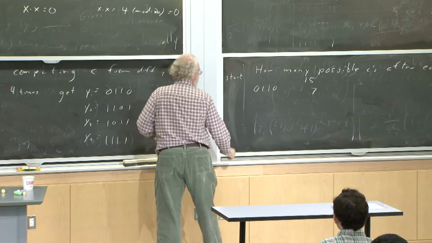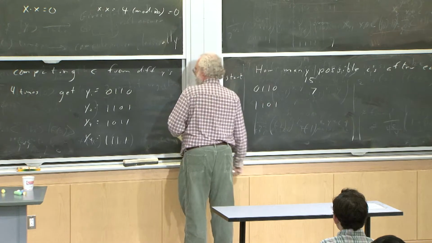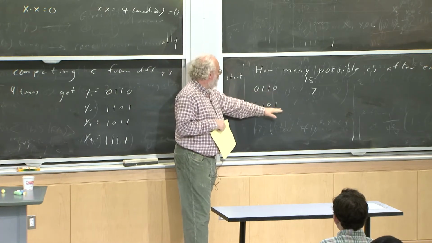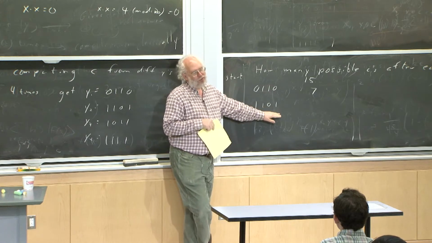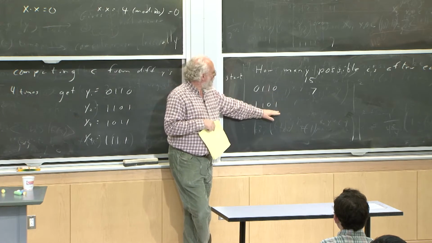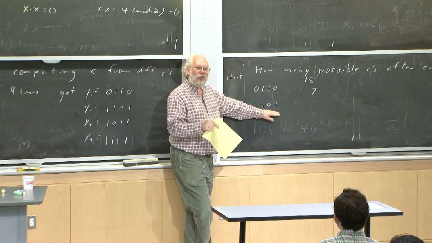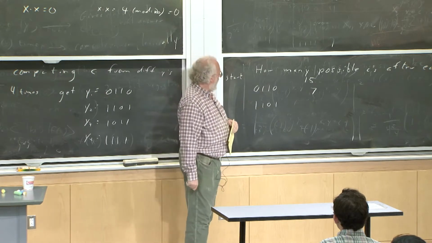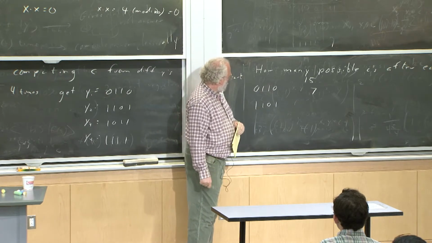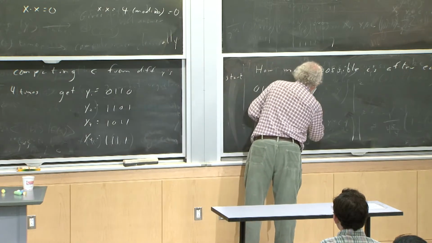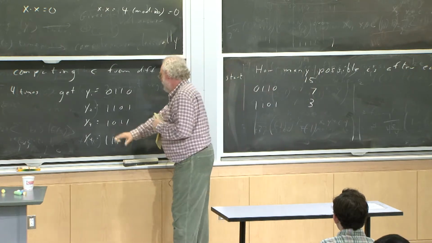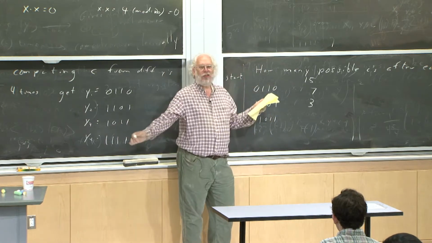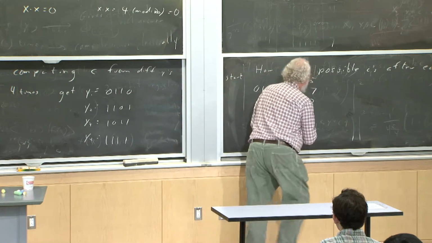After the next one, 1, 1, 0, 1, the things that are perpendicular to both this and this form a 2-dimensional subspace. And a 2-dimensional subspace has size 4 because 2 squared is 4. And so the number of possible things is 3. After 1, 0, 1, 1, you might think it goes down further, but actually it's 3.